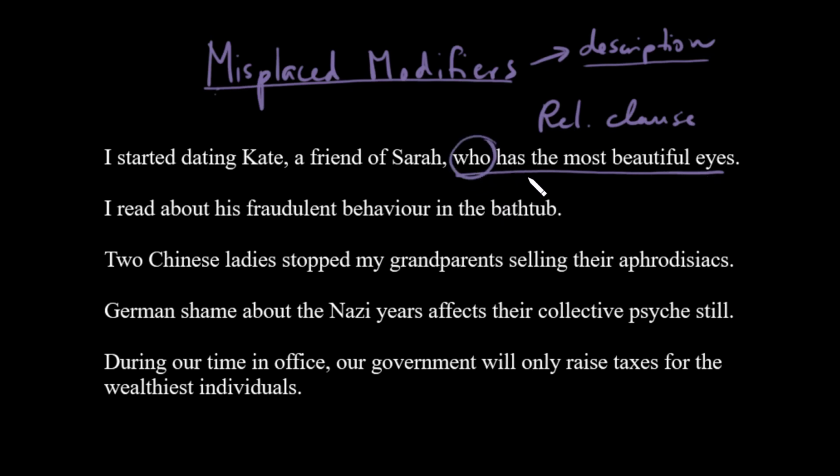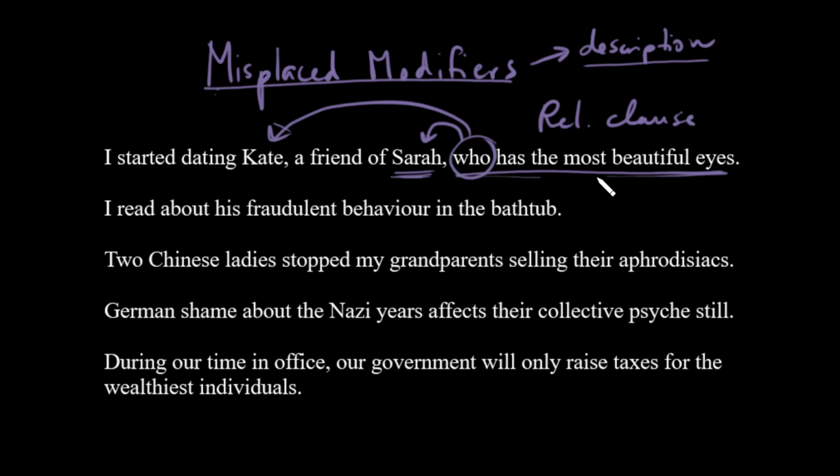So this whole clause then is a modifier. It's telling you about something else. And in this case, it's telling you about Kate, even though it seems that it's telling you about Sarah. And that's actually the problem. When we have these kinds of relative clauses, they tend to refer back to the thing that is closest to them, which should be Sarah. But in this case, obviously, we mean that who refers back to Kate. And that's why this is misplaced.